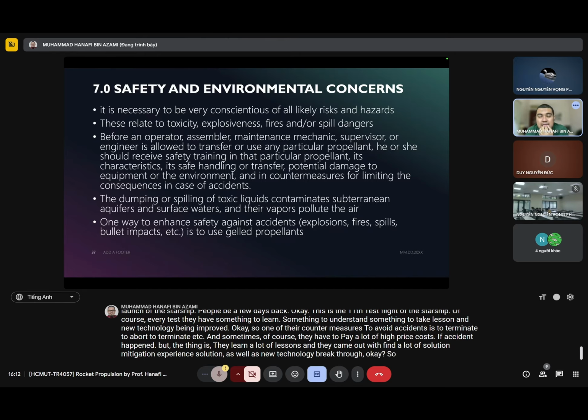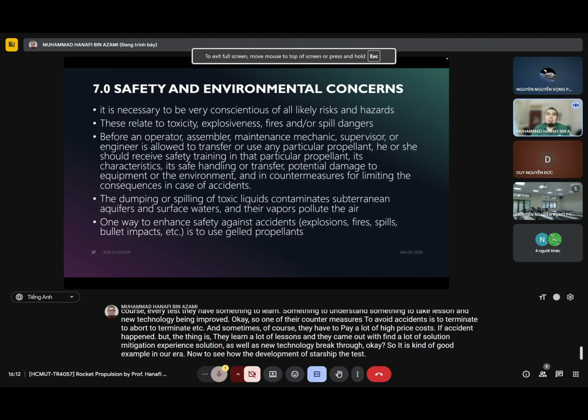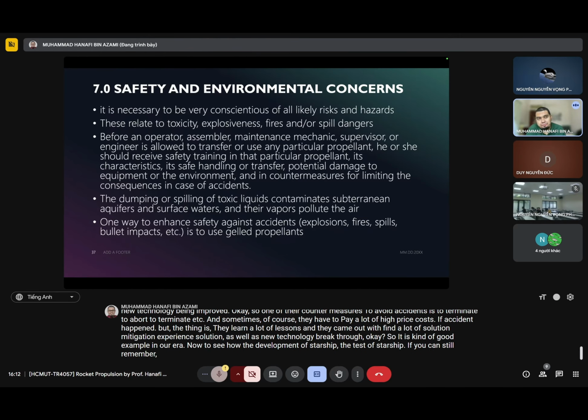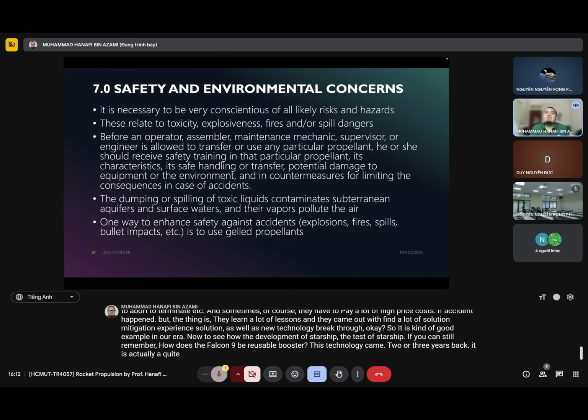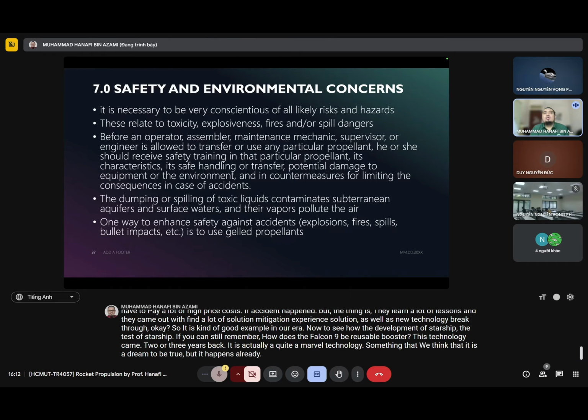Okay, so it is a good example in our era now to see the development and test of Starship. If you can still remember, the Falcon 9 reusable booster technology came 2 or 3 years back. It is actually quite a marvel technology, something that we thought was a dream, but it has already happened, where you can reuse the booster and reduce the cost of launching.